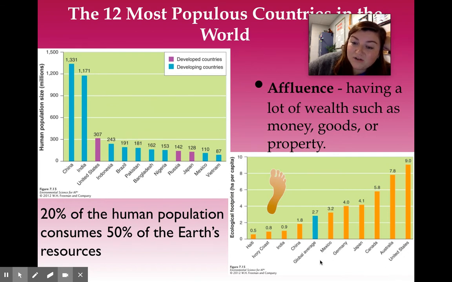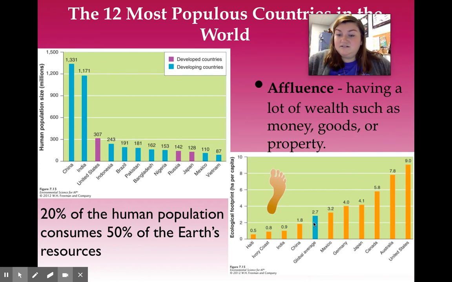And it could be argued that because we are a more developed country, that might have an effect, but still, that's rough. We are triple the global average for ecological footprint. A term you might need to know for this section is affluence, having lots of wealth, such as money, goods, or property. You might hear people say, oh, well, Mountain Brook, Alabama is a very affluent area because there's a lot of money there. Affluent just meaning wealthy.